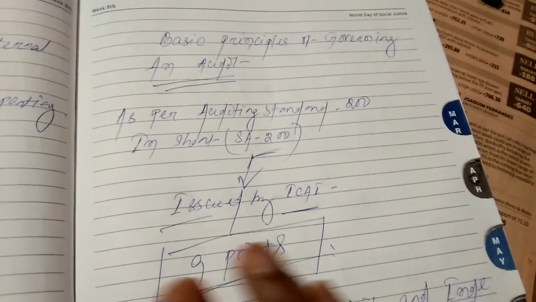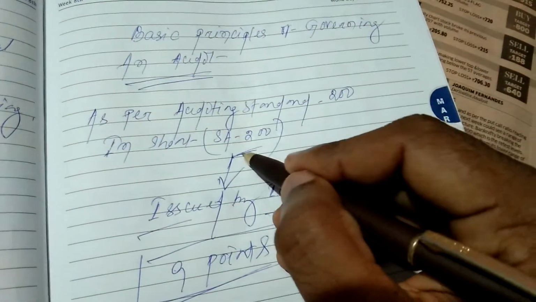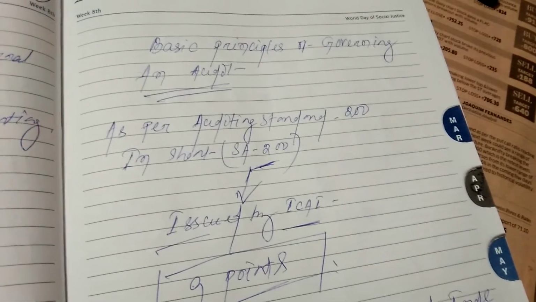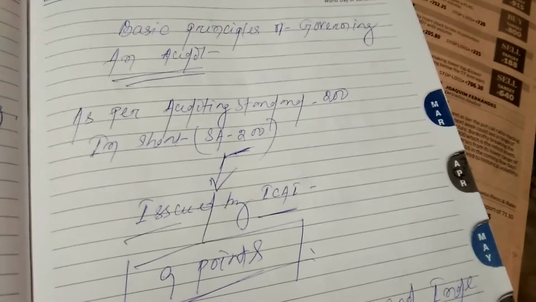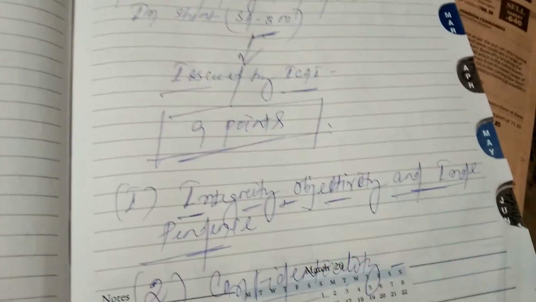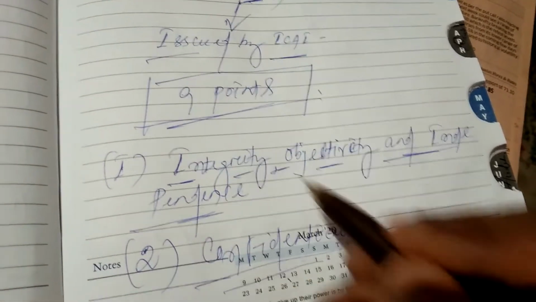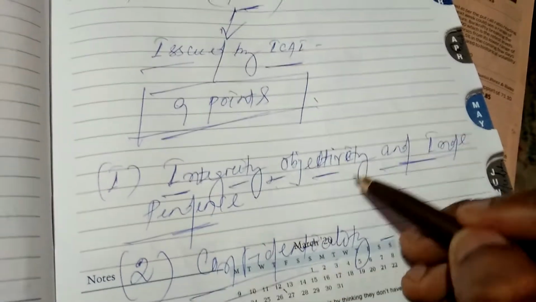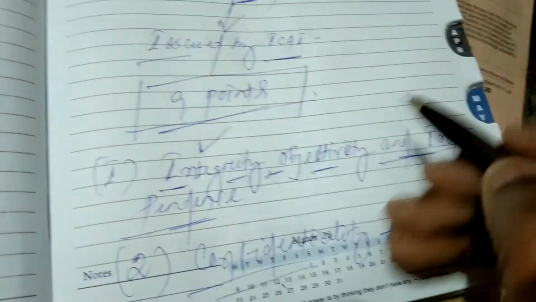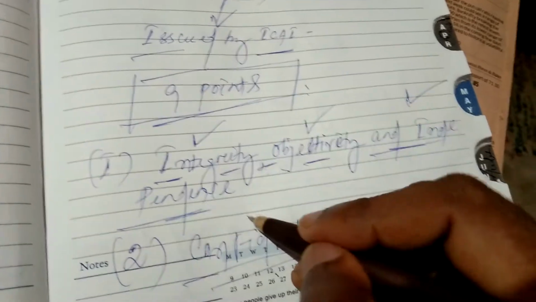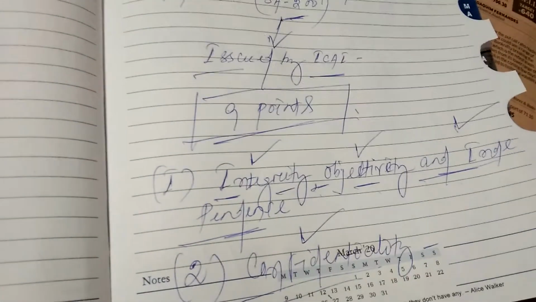So this is all about the basic principles governing an audit. There are 9 important points as per Auditing Standard 200, issued by ICAI, the Institute of Chartered Accountants of India. The first point is integrity, objectivity and independence. Then confidentiality: it must be kept confidential and not shared with others.